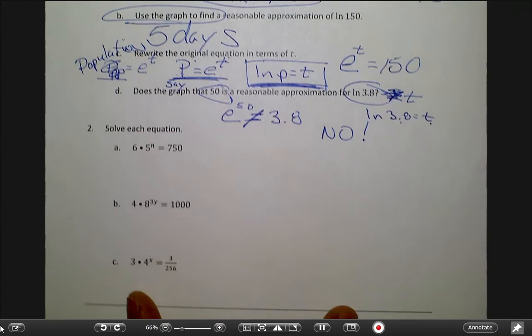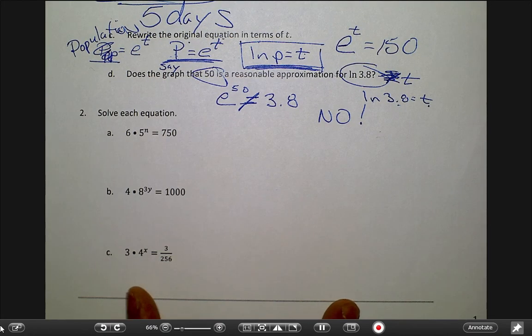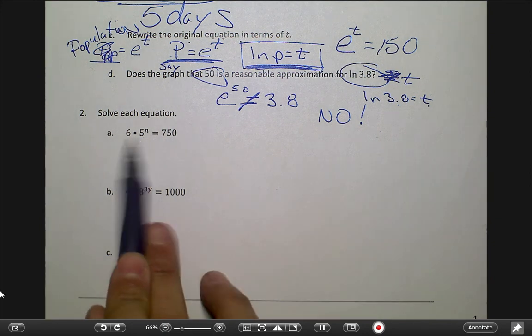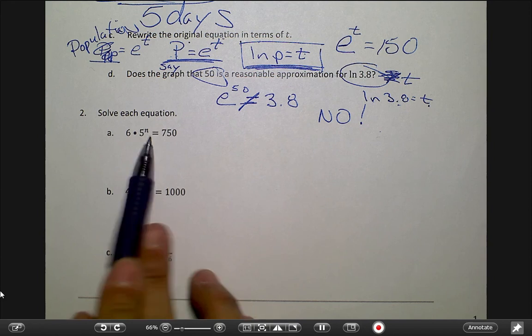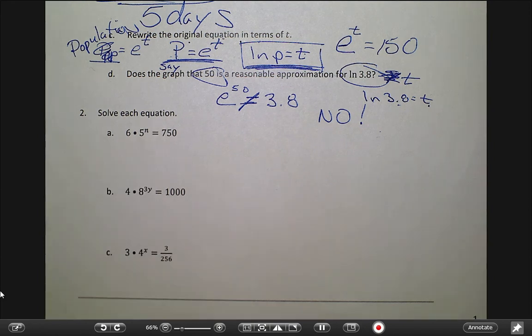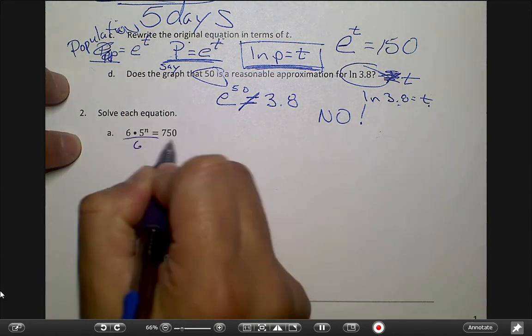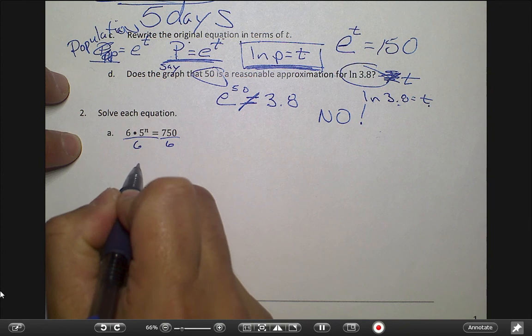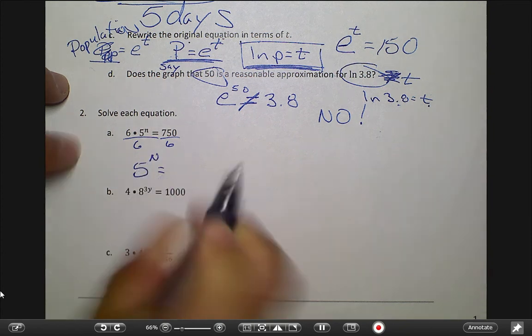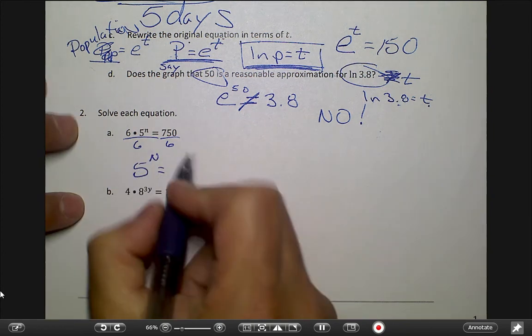Now, for this right here, it says solve each equation. So if you guys have been paying attention the last couple days, we've been doing a whole bunch of these. What would I try and do? I'm trying to get n by itself. What would I do first? Very good. Divide by 6. So I should have 5 to the n is equal to 125.